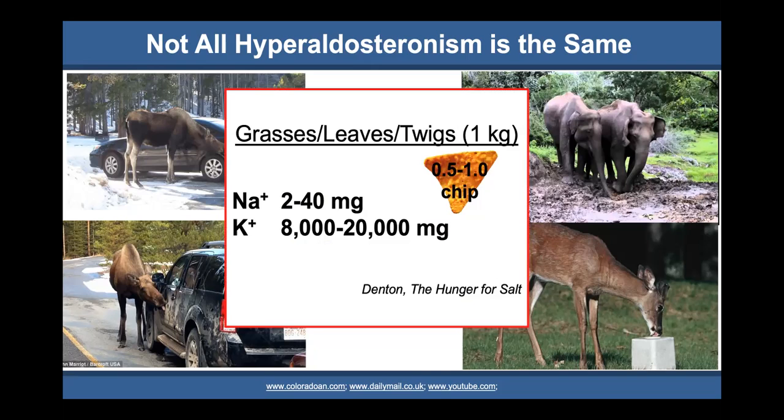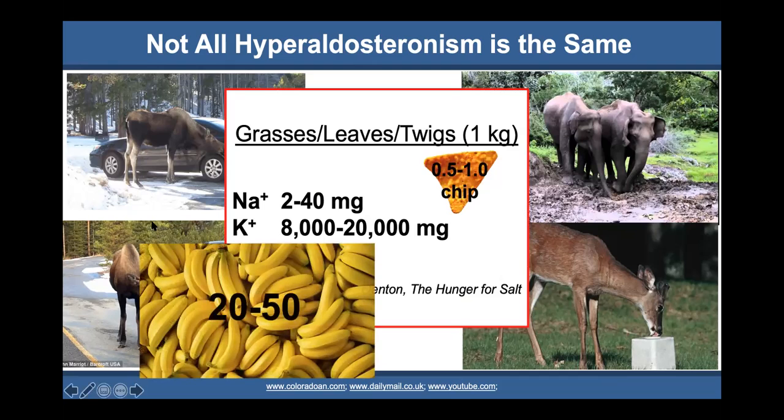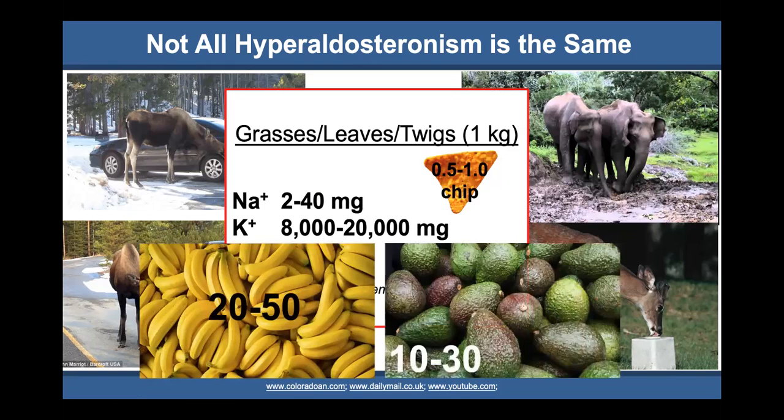Not a bag of chips, but a single chip. On the other hand, in a kilogram of vegetation, there's about 8 to 20 grams of potassium. In other words, there's about 20 to 50 bananas worth of potassium in a kilogram of vegetation, or 10 to 30 avocados. Okay, so why am I showing you all this animal physiology?